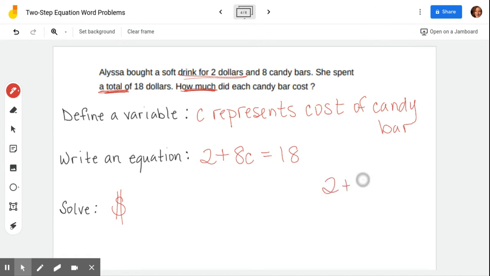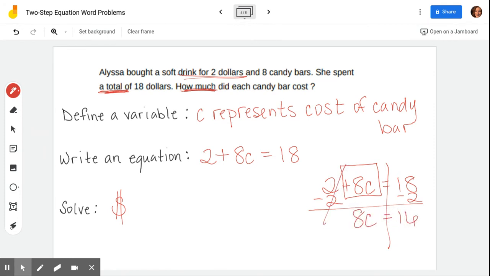So now over here to the side, I'm going to rewrite that. That way I can mark on it without hiding the important stuff that the teacher, the grader, or the test graders, whoever needs to see for my answer. I'm going to split it. I'm going to box it. I'm going to get rid of that 2 by subtracting it out of there. That gives me 8 times C equals 16. The opposite of multiplying by 8 is dividing by 8. C equals 2. I think every candy bar costs $2.